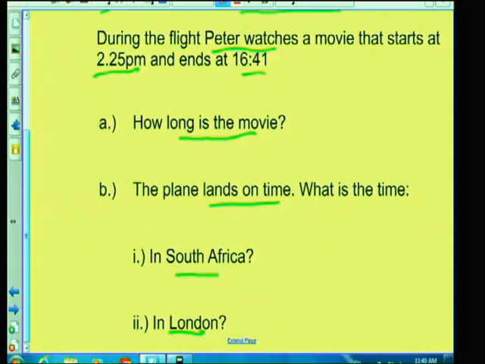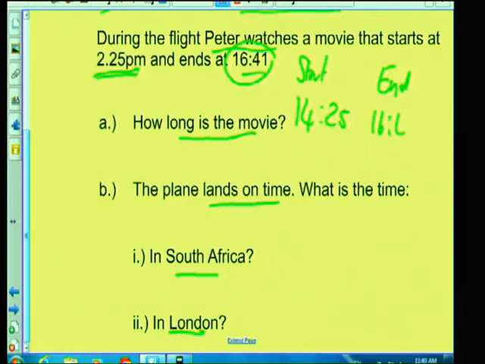So the first thing that I'm going to do is say the movie started at 2:25 p.m. I don't like it in that format. I don't want the formats to be different. So I'm going to change 2:25 p.m. to the 24-hour clock format, which is 14:25. And that's when the start was. And now I'm going to put in the end as 16:41.